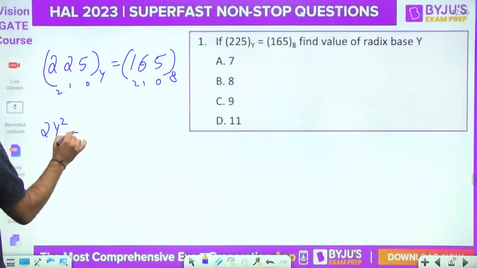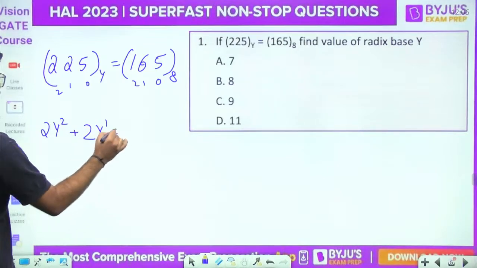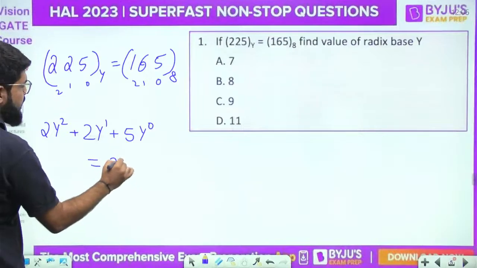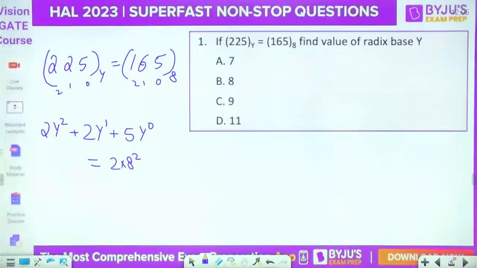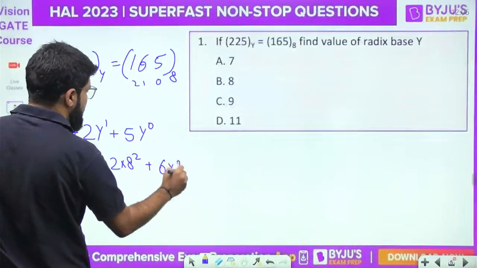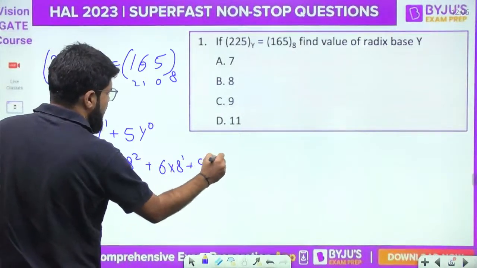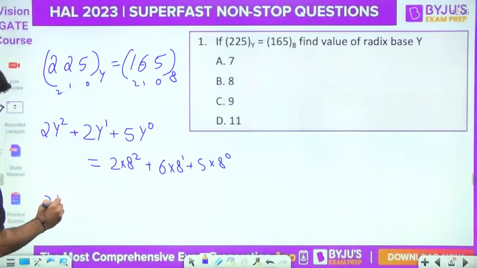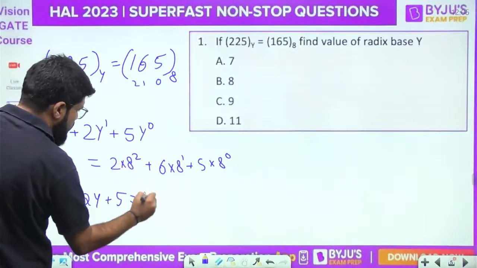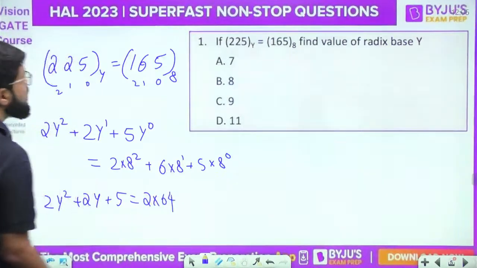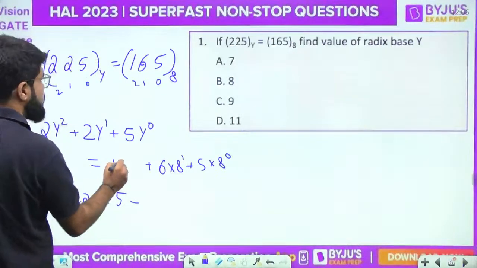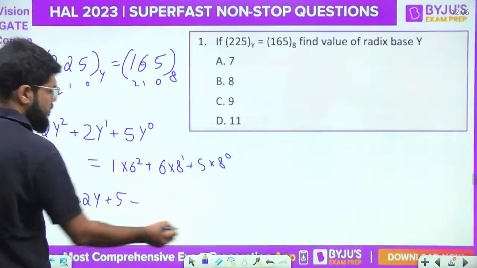On the left side, the base is y, and the position is 2, so we get 2 into y power 2, then 2 into y power 1, and then 5 into y power 0. On the right-hand side, the base is known, that is 8, so we get 1 into 8 power 2, plus 6 into 8 power 1, plus 5 into 8 power 0. So we get a simple equation: 2y square plus 2y plus 5 is equal to 1 into 8 square. Sorry, it is 1 only, not 2.